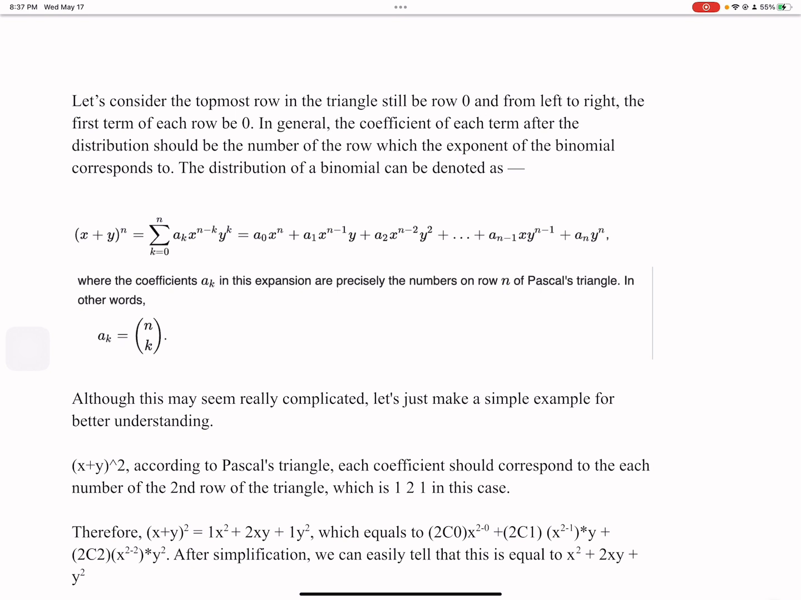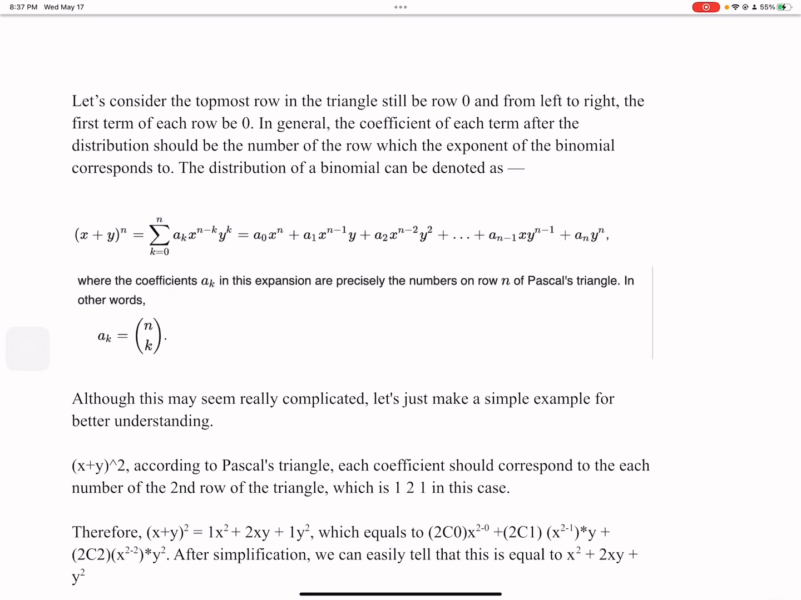So then this should be 2C0, which is 1, times x squared, plus 2C1 times x to the power of 1 times y, plus 2C2, which is also 1, times x to the power of 0, which is basically 1, then just times y squared. And surprisingly, after simplification, we can easily tell that this equation is also x squared plus 2xy plus y squared. Okay, so that's just a really, really simple demonstration of how this formula works.